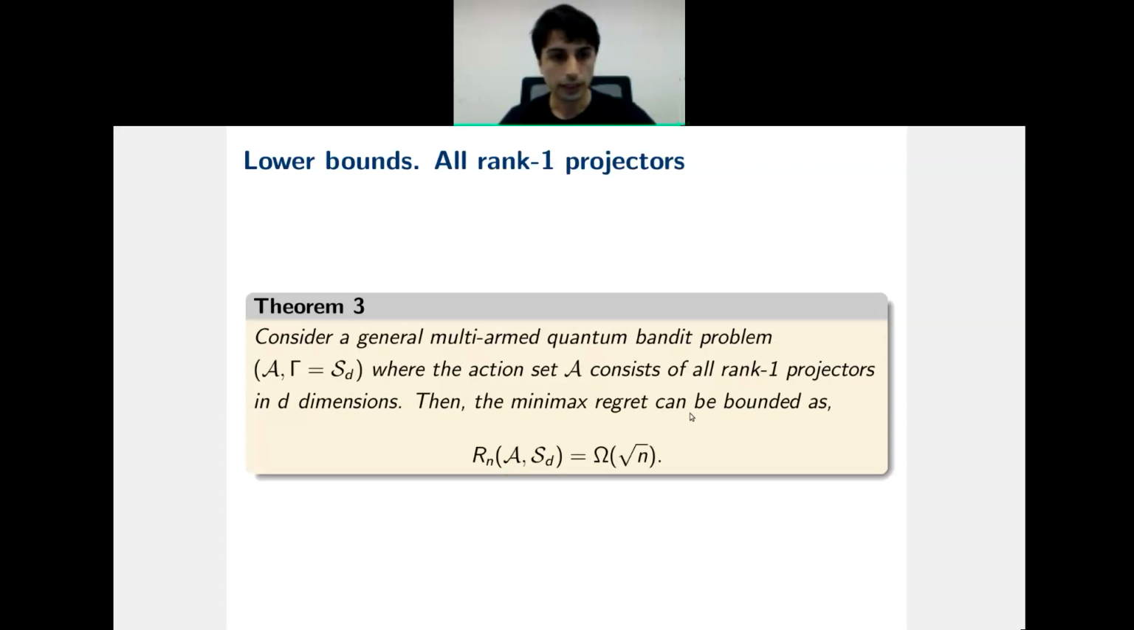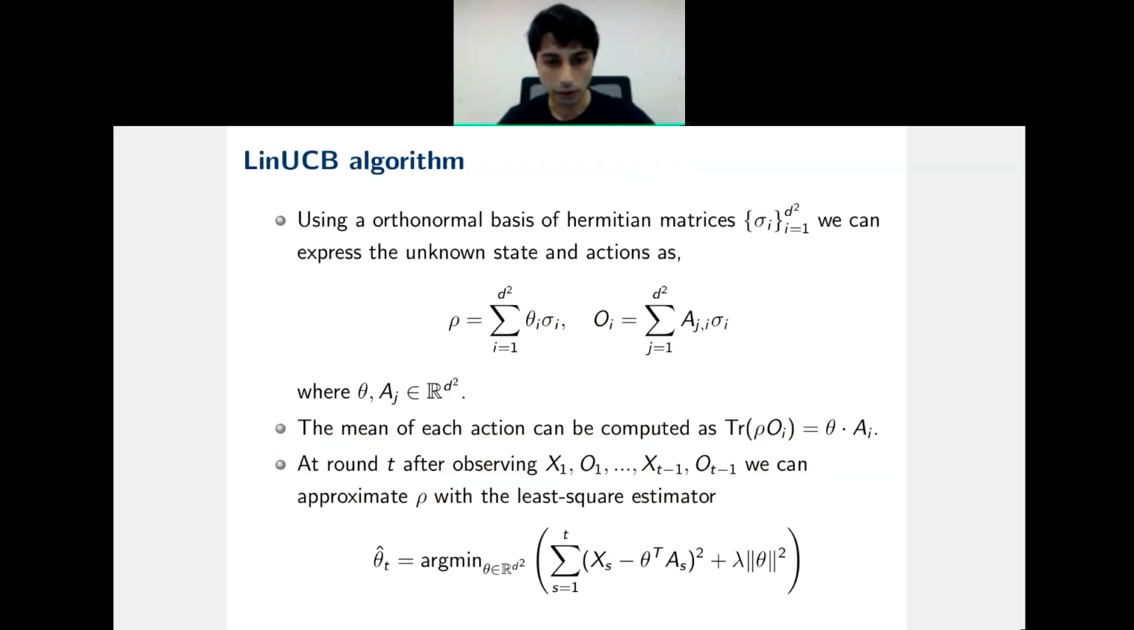And then we also study action sets that, instead of being discrete, are continuous. In particular, we allow the action set to consist of all rank 1 projectors in d dimensions. And here we can show that the minimax regret scales as square root of n, with a lower bound. So now I'm going to discuss the upper bounds. For this, we use an algorithm. So now we will discuss the algorithm that can achieve the scaling of the regret.